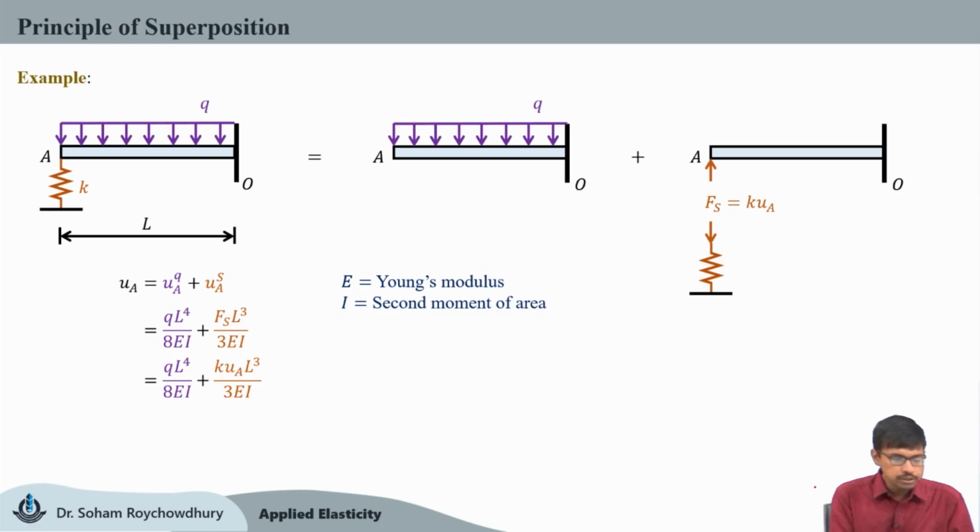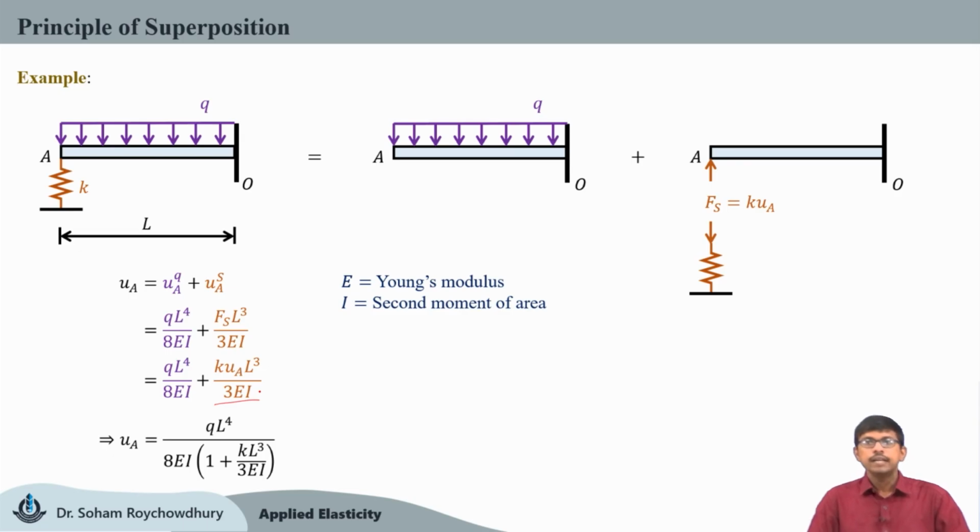Now, ua equals qL^4 by 8EI plus k ua L^3 by 3EI. Taking the second term towards the left and then solving for ua, the displacement of point A can be obtained as qL to the power 4 divided by 8EI times 1 plus kL^3 by 3EI. So, using the principle of superposition, we can conveniently solve such problems where multiple loads are acting.